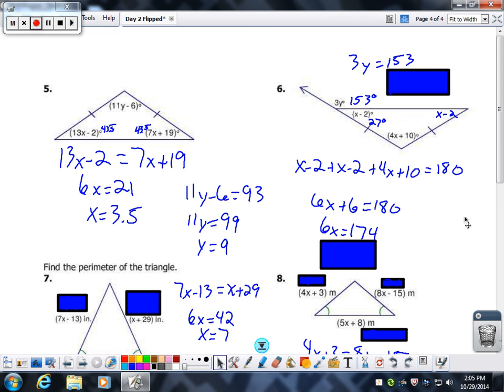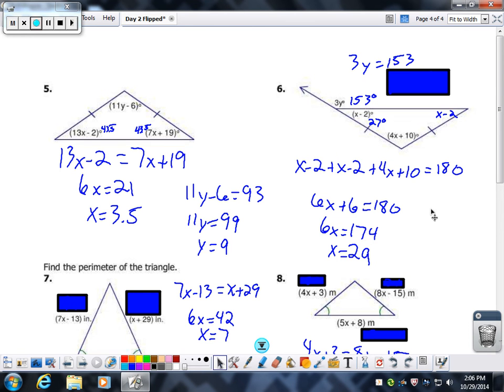For number 6, again we have the legs are congruent here, so we know that the two base angles are going to be the same. So x minus 2 and this angle over here can also be x minus 2. To find x, we add the three angles together and set it equal to 180. So x minus 2 plus x minus 2 plus 4x plus 10 equals 180. Combine like terms to get 6x plus 6 equals 180. 6x equals 174, and x is 29.